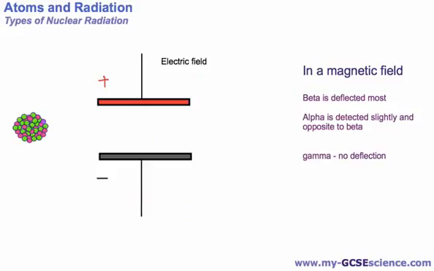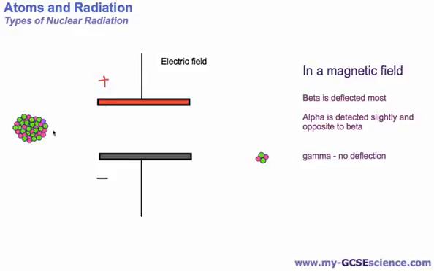The last thing I want to look at is the deflection of these types of radiation in electric fields and magnetic fields. So here I have a source of radioactivity. Here's an electric field. We've got a positive plate and a negative plate. These are created by connecting to a source of electricity, and if we were to fire an alpha particle through this field, what would happen is that it would be attracted by the negative plate. Alpha particles are positive, so it would be deflected towards the negative plate. Okay, so that's because of the attraction.